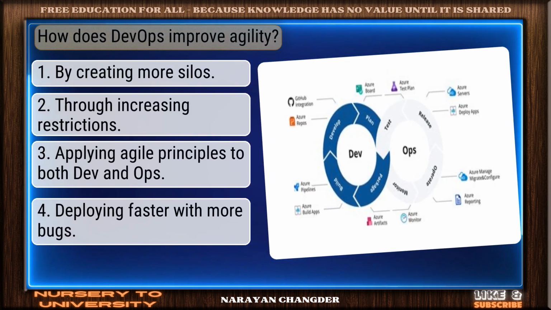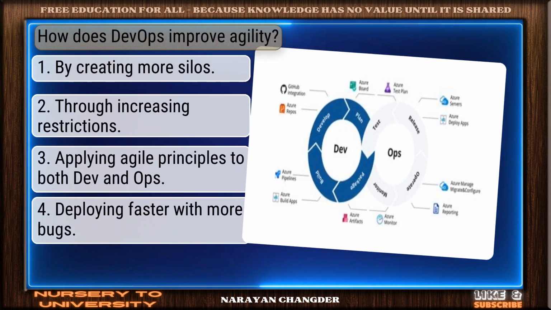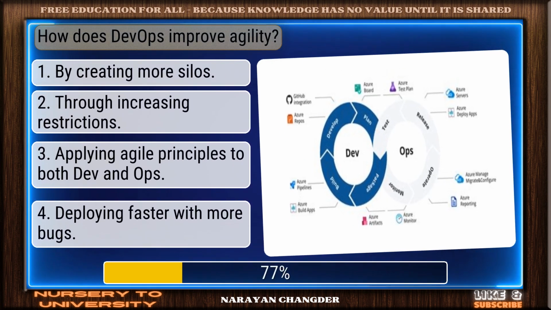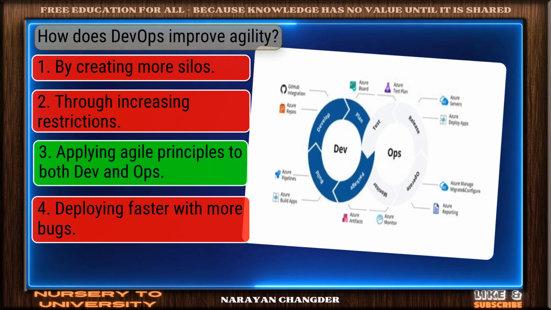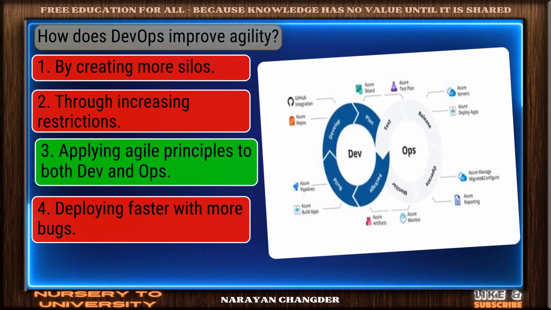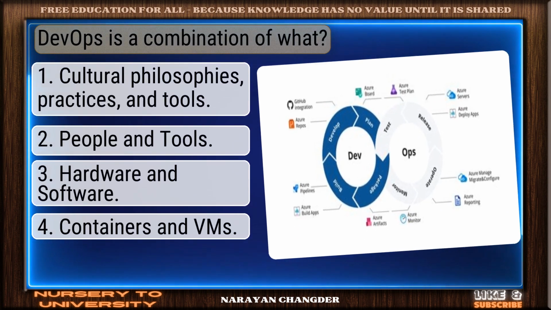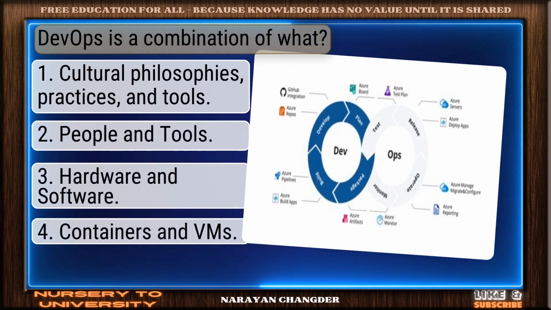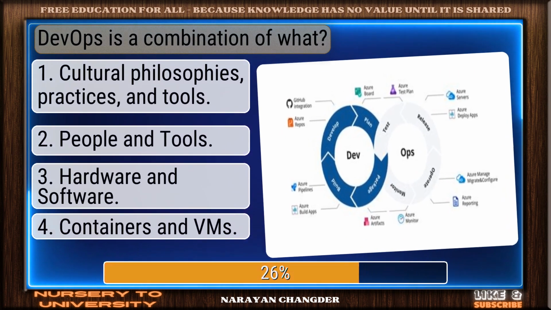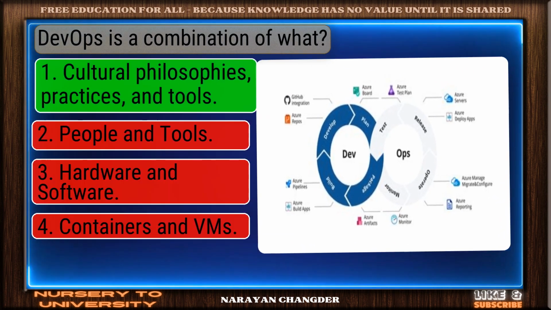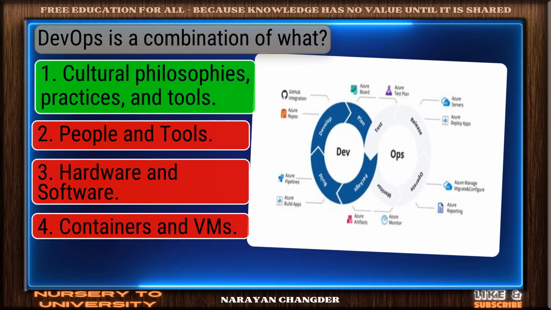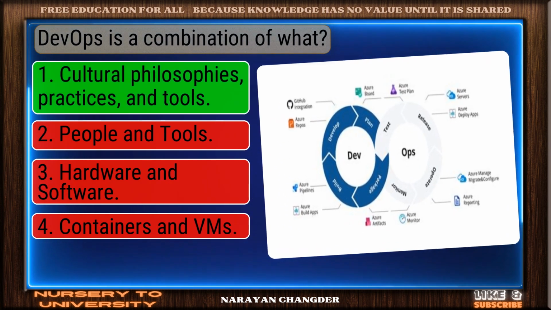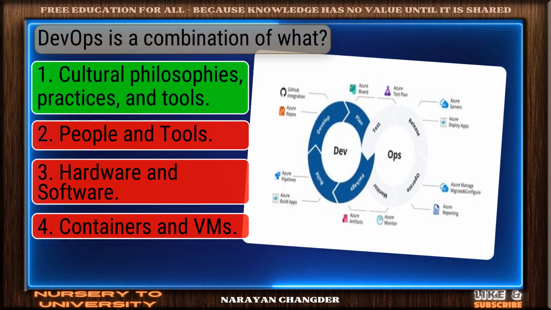Question number 33. How does DevOps improve agility? You chose applying agile principles to both dev and ops, and it is correct. Question number 34. DevOps is a combination of what? Solid response. Cultural philosophies, practices, and tools is a valid choice.